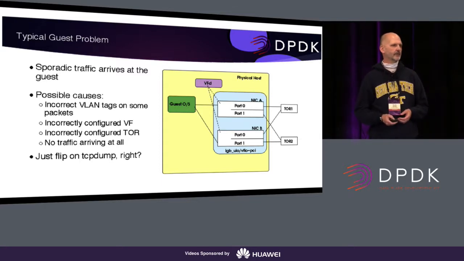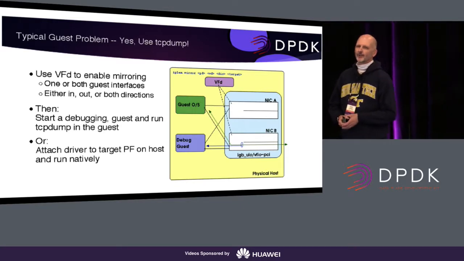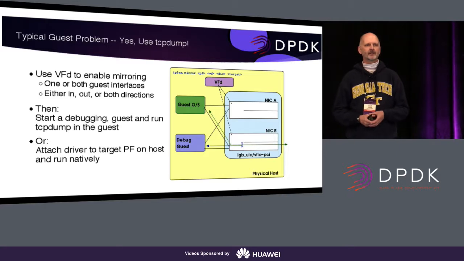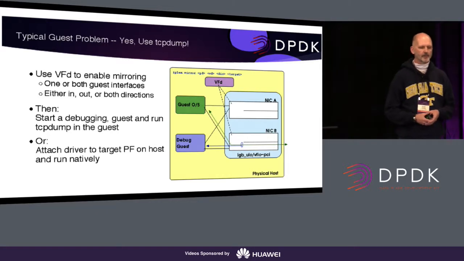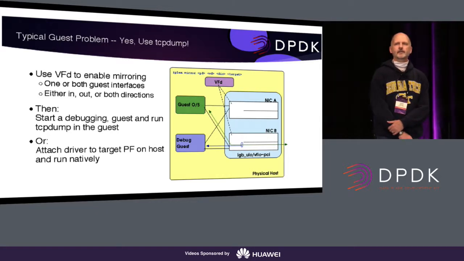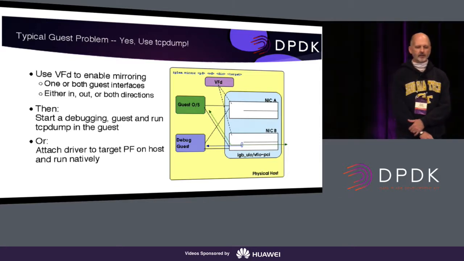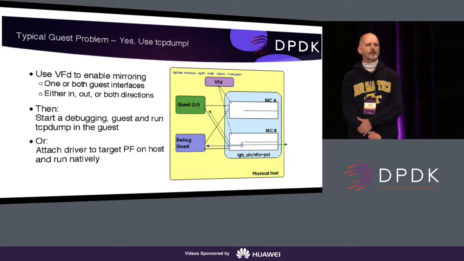So how do we flip on tcpdump? One of the things that we put into VFD at the end of the summer, the early fall, was mirroring. And what that allows us to do is when we have some of these debugging problems, we can use VFD to set up a mirror on the NIC, cause it to mirror traffic to another guest, and then we can run tcpdump in that other guest.